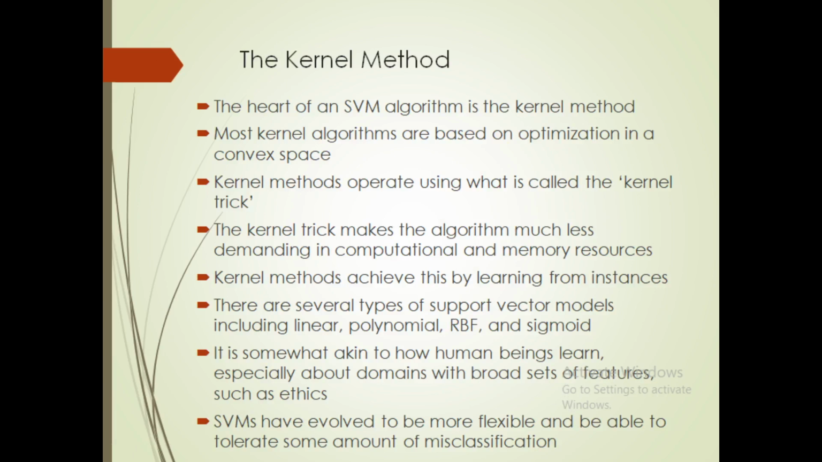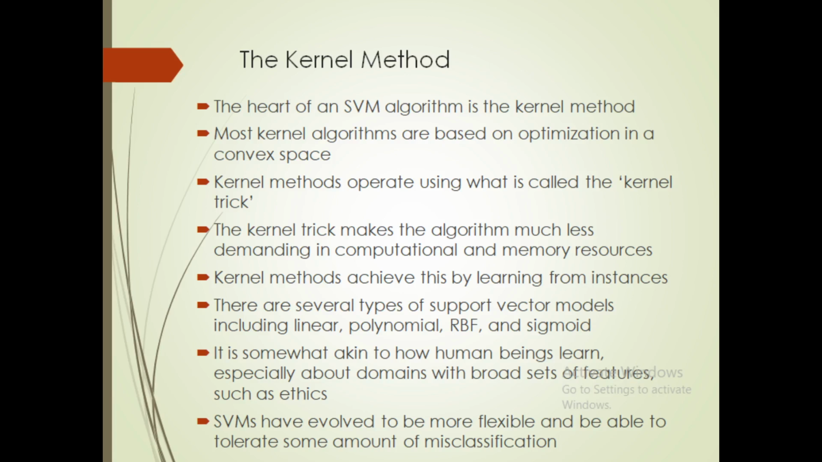One of the important things regarding the kernel trick is that it makes the algorithm much less demanding in computational and memory resources. As we have discussed, when we compute things, we'll be comparing with only the boundary points, that are the support vectors. So fewer computations are required and less memory is required for saving all these computations.